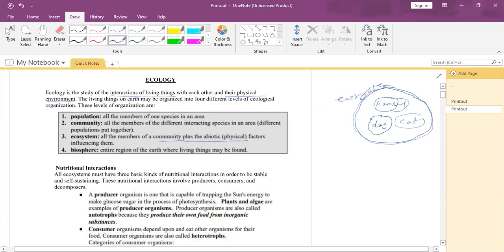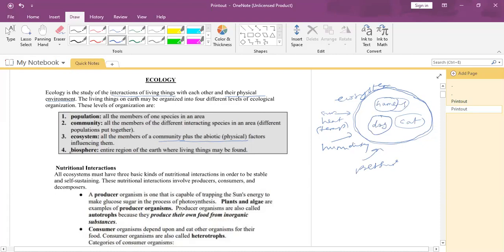Okay. So you have the sun, heat from the sun. You have temperature, for example, let's say temperature. Okay, you have humidity and so on, pressure. Okay, interacting with the community forms the ecosystem, right?